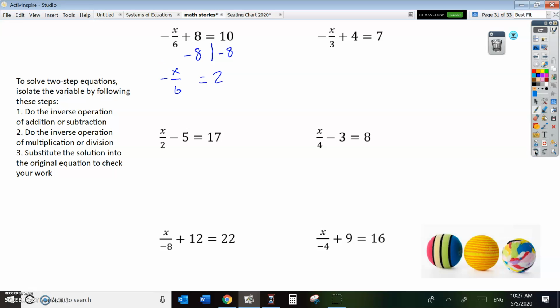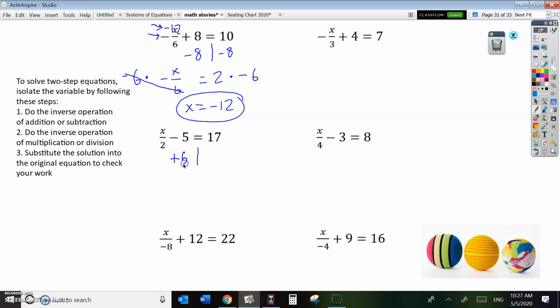So let's do multiplication by 6 on both sides. But let's multiply by negative 6, and we'll make the negative go away at the same time. The negatives cancel, the divided by 6 and the times 6 cancel. X equals negative 12. Substitute negative 12 in and see if it works. Okay, so there's two negatives, and those two negatives cancel. 12 divided by 6 is 2. 2 plus 8 is 10.